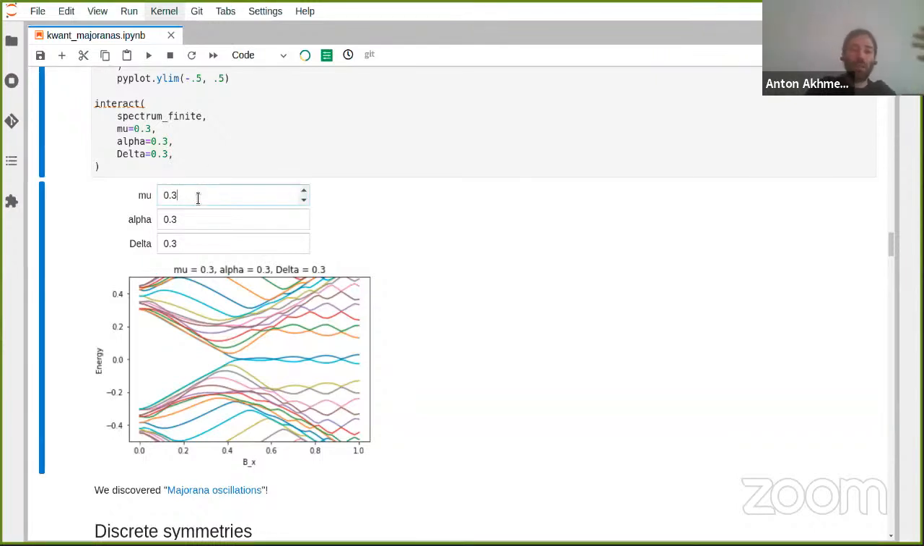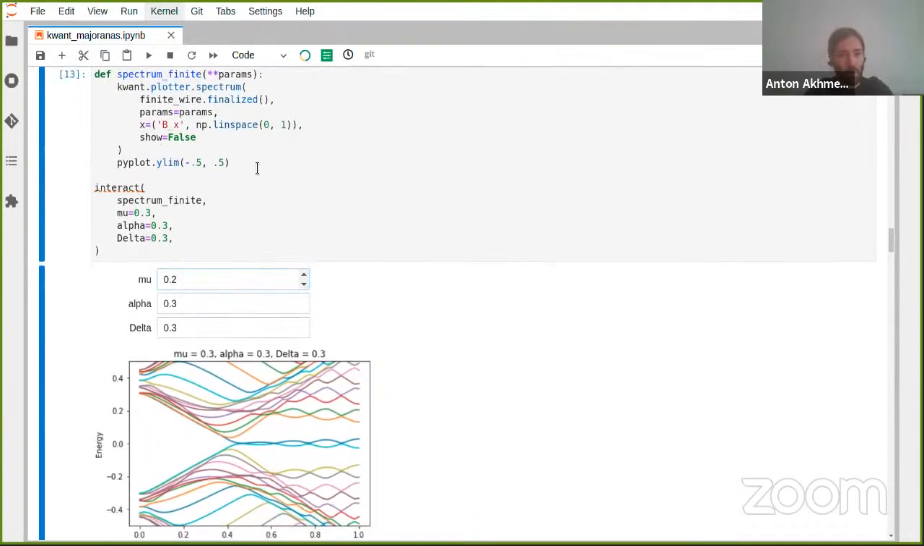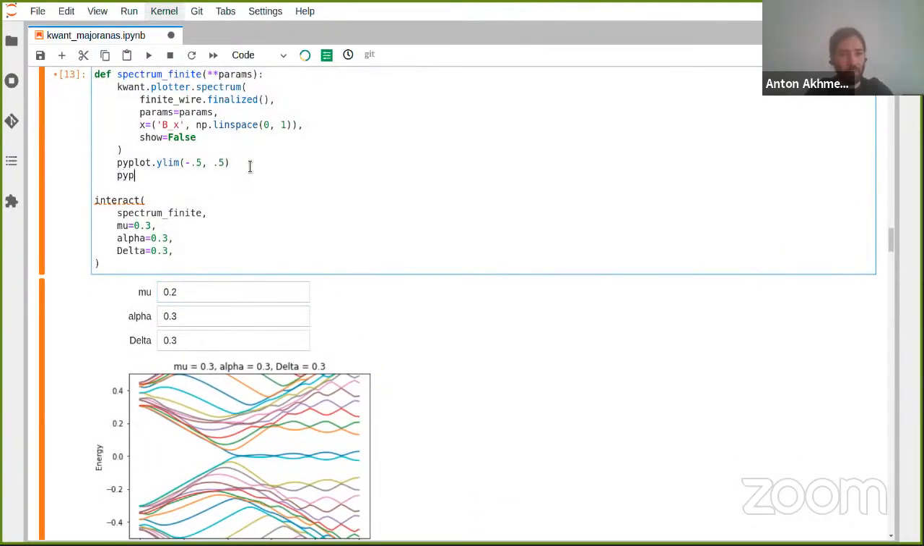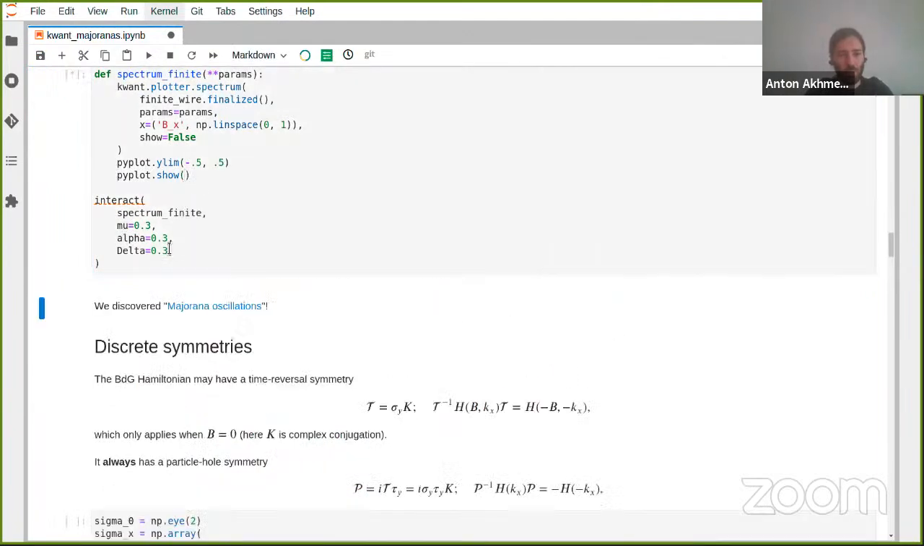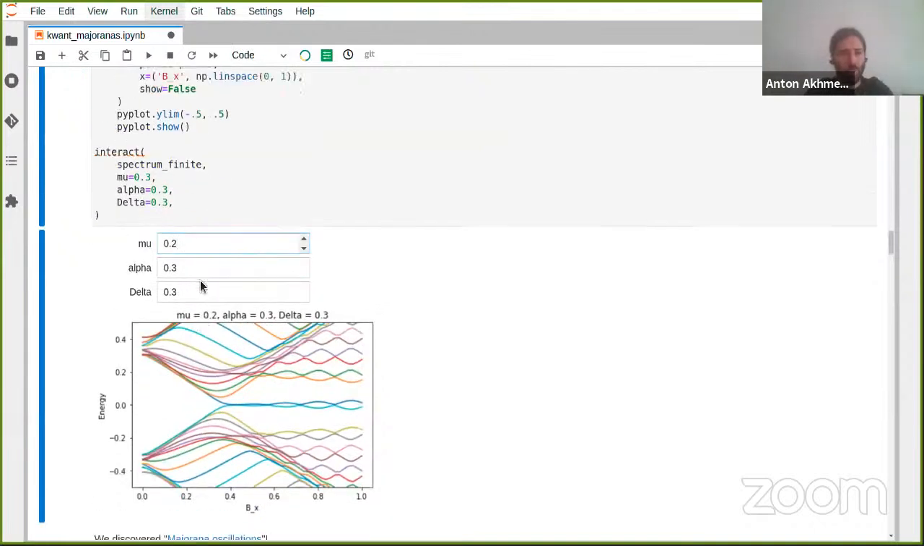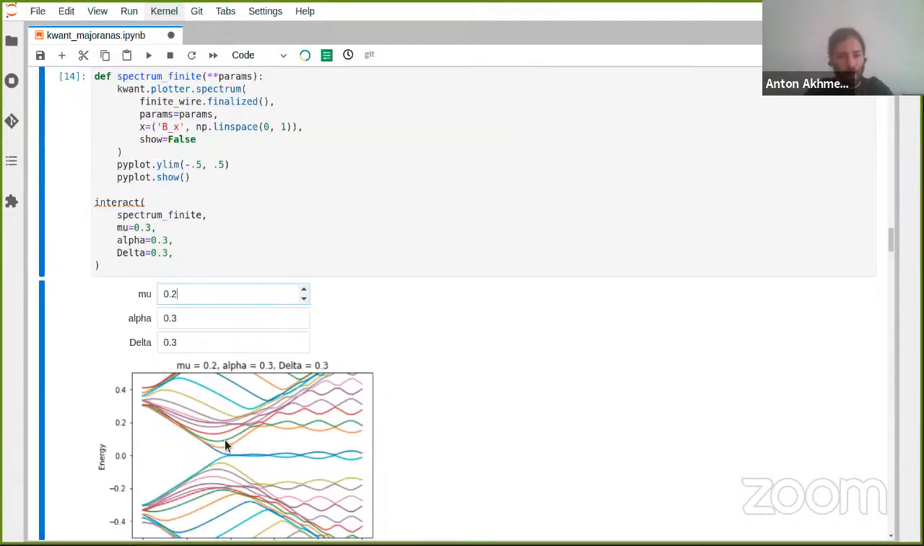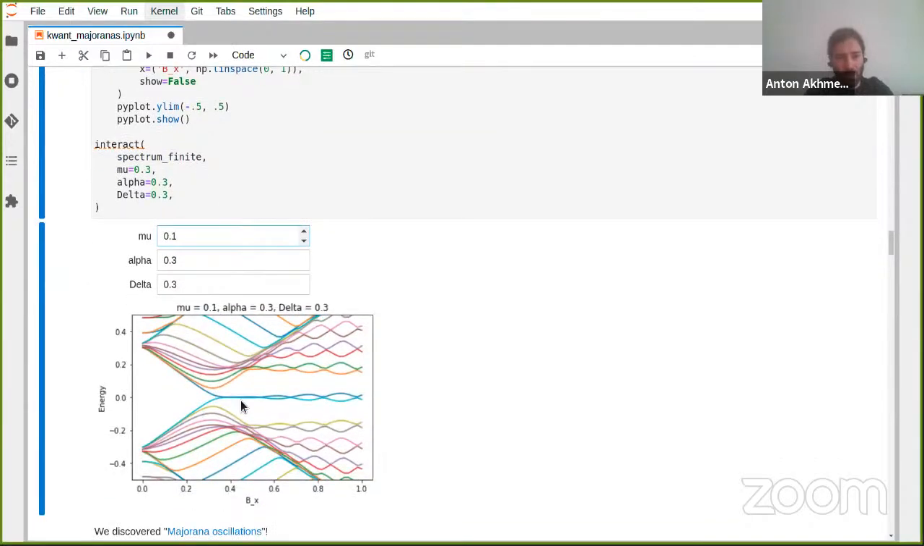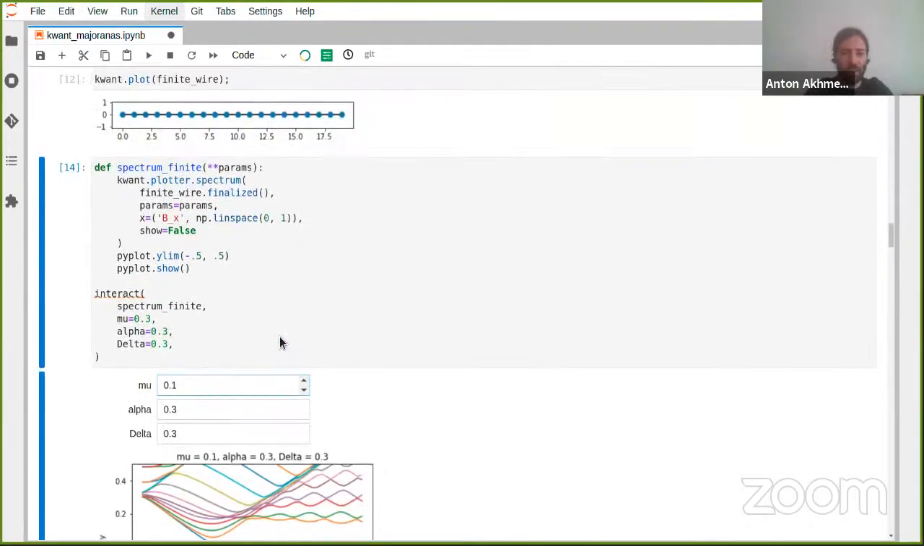In order to check that it is indeed the case, let's reduce the chemical potential, which also reduces the Fermi momentum. And if I am right, we should see the Majorana oscillations diminish and the coupling weaken. Yes, I forgot to show. Yeah, right. And if I do it, yes, indeed, these oscillations diminish.